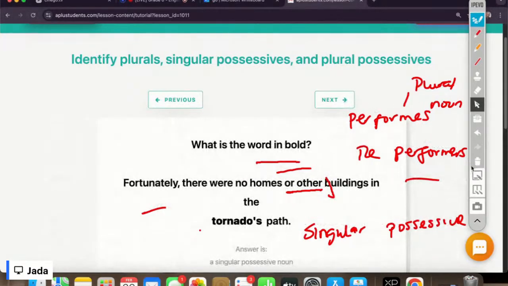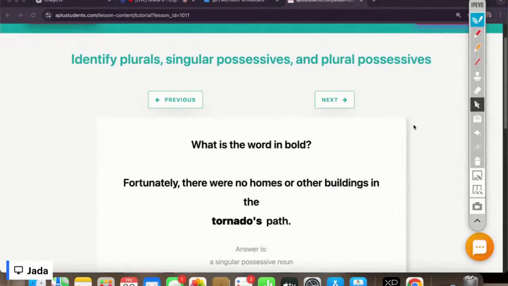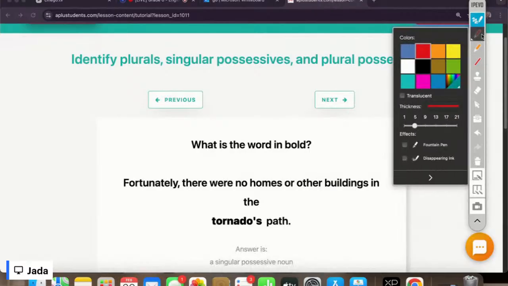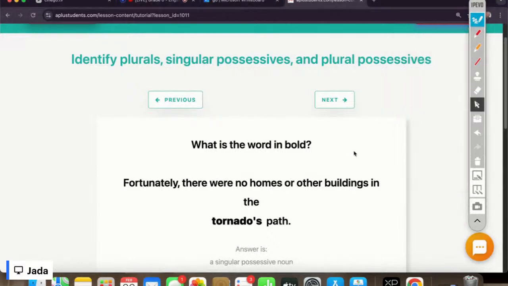Then here we have: fortunately there were no homes or other buildings in the tornado's path. So we have tornado. Okay, tornado's. What is the possessive noun here?